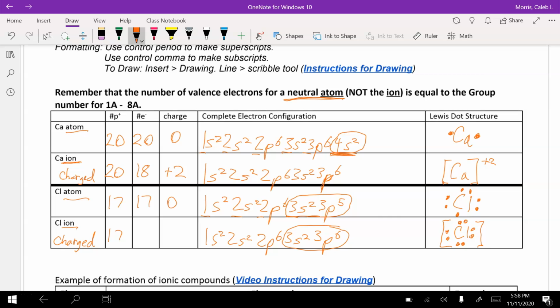Nonmetals gain electrons, metals lose electrons. How many electrons did we gain? Well, we got 1 extra. We got a total of 18 electrons. That gives us a -1 charge because electrons are negative. So I'm going to put a -1 over there. Sometimes you'll see this written as just a negative sign. That's fine. Or you might see it written 1-. That's also fine. You can write it either way.